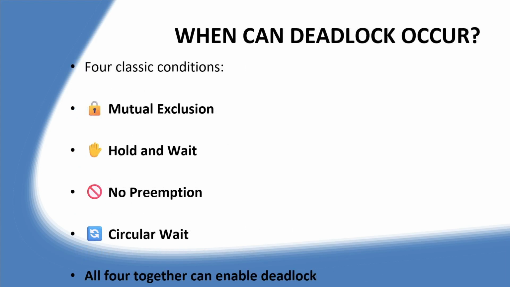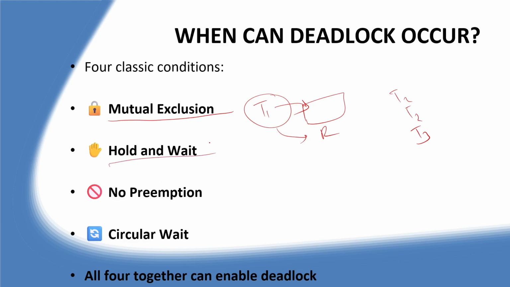There are 4 classic conditions associated with deadlock. First is mutual exclusion. Mutual exclusion means a resource can be exclusively held by one thread at a time. So we have one resource, and it can be utilized by one thread at a time, and other threads will keep waiting until this thread releases the resource. Second is hold and wait. A thread holds one resource while waiting for another. And third is no preemption. The resource is not simply taken away from the thread holding it.